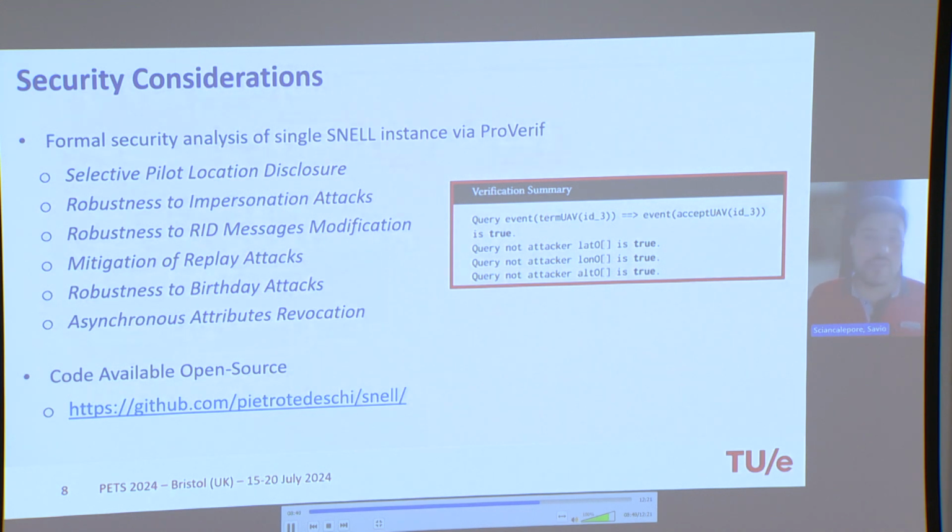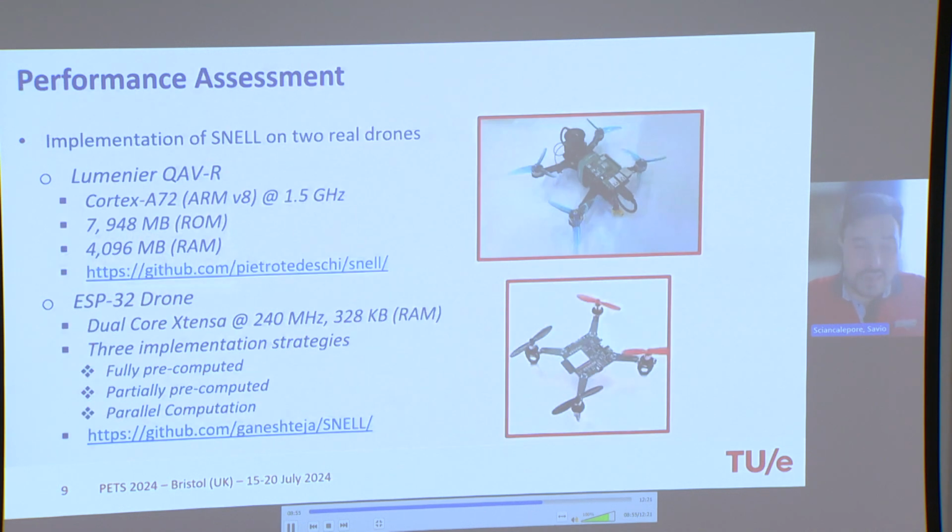You can find the code that we implemented for SNEL in Proverif on this link that you can find also in the paper. A significant part of our work was also the performance assessment. We deployed our solution on two relevant devices, two actual drones. The first one is a kind of medium-end drone, the Lumineer QRV Air, that is using in practice as its own core a Raspberry Pi.